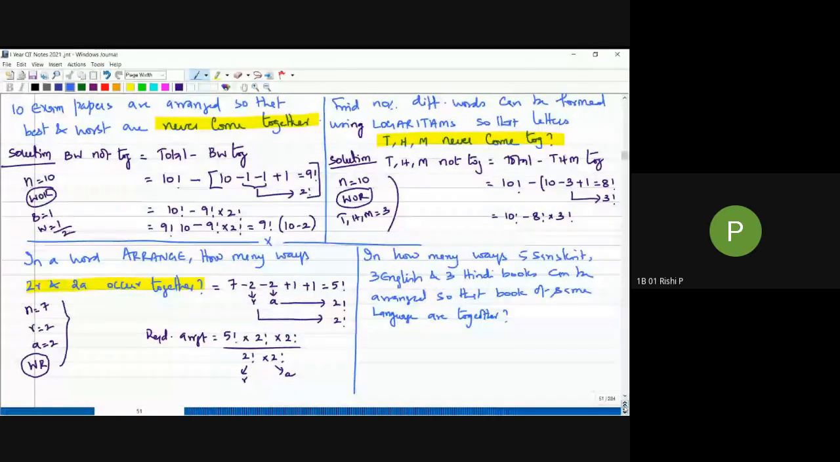Yes, sir. In the same way, I took best and worst. In the last problem, it was vowel. In the present problem, it was best and worst. What did I do in the last case? Total minus vowel together. Here, total minus best and worst together.